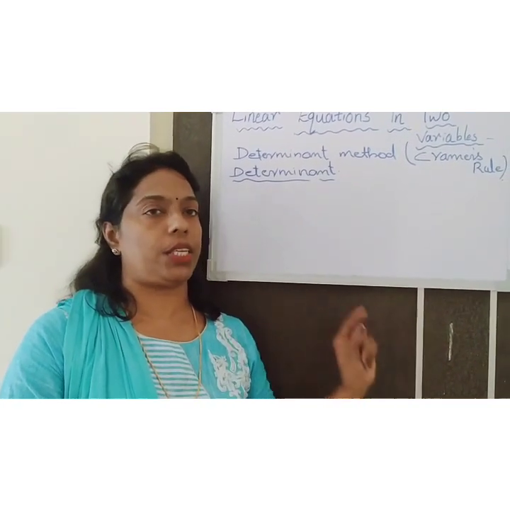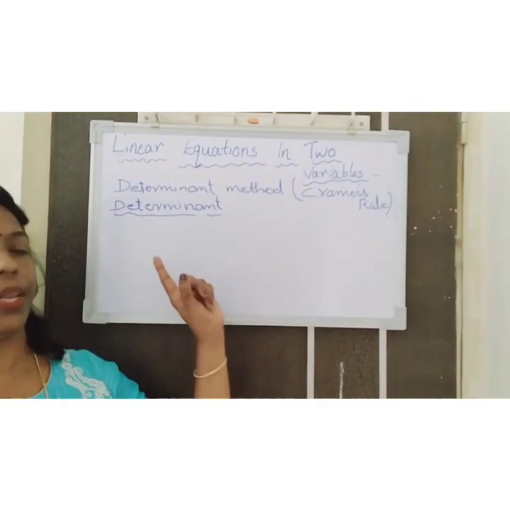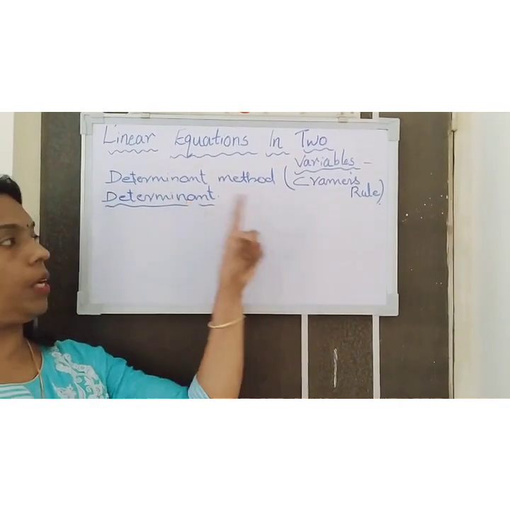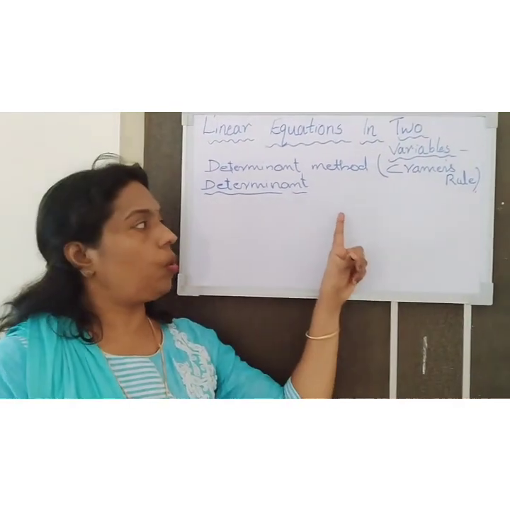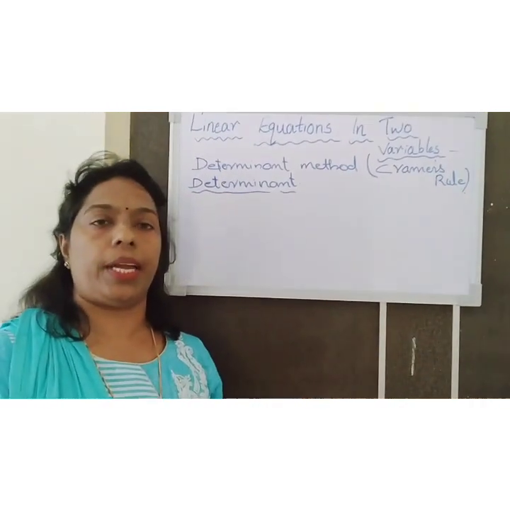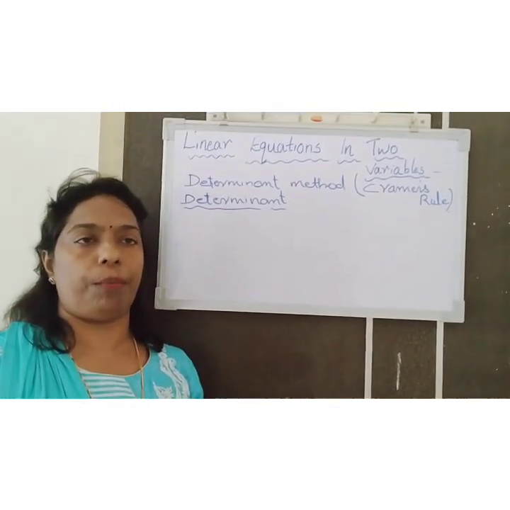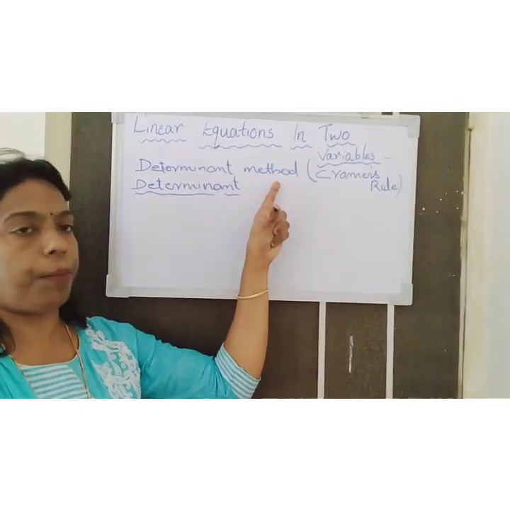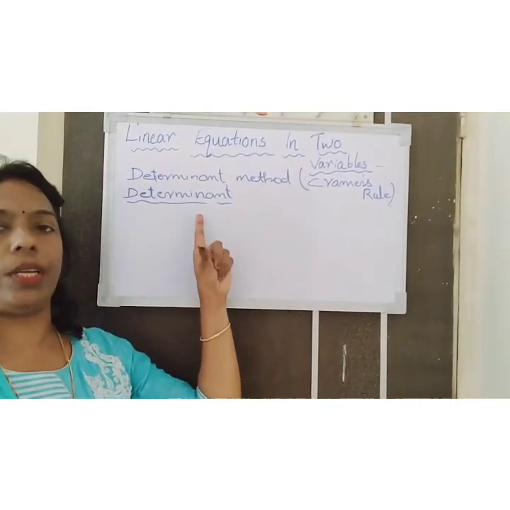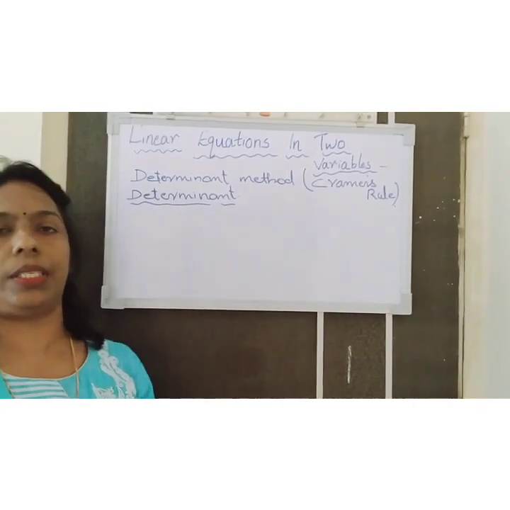Welcome to the next section of linear equations in two variables: the determinant method, or Cramer's rule. Last class we learned to solve simultaneous equations by the elimination method and the graphical method. Now we are moving to the determinant method. Before that, what is a determinant? How do we find the determinant?